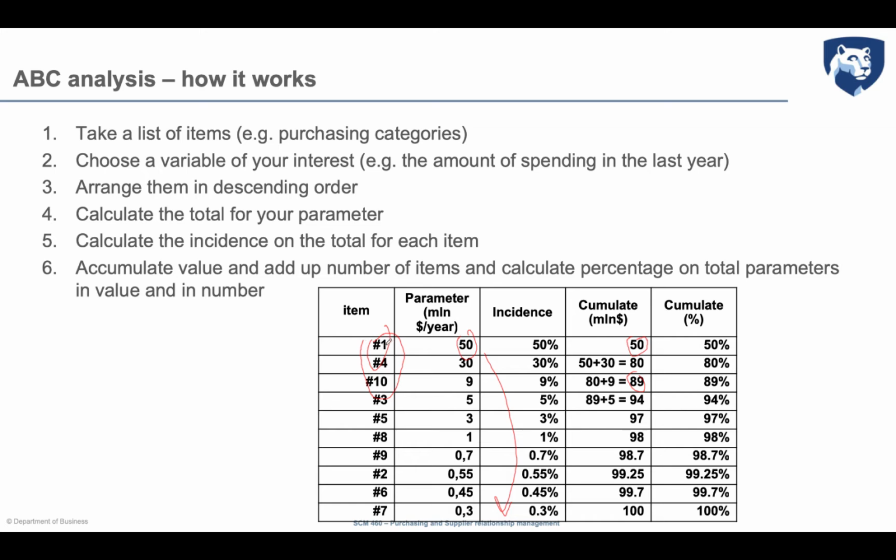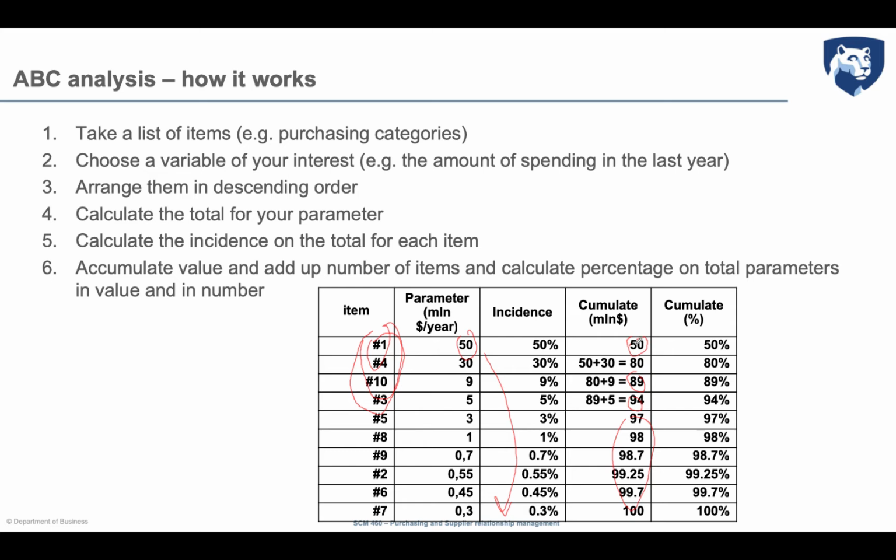If you want to include 1, 4, 10, and 3, you sum up all of that and you take 94, and so on. You calculate the cumulative value. So here you can see how, stepping from the largest to the smallest, you arrive at the total value. So from 50 you step to 80, 89, 94, 97, 98, 98.7, and so on, until 100.